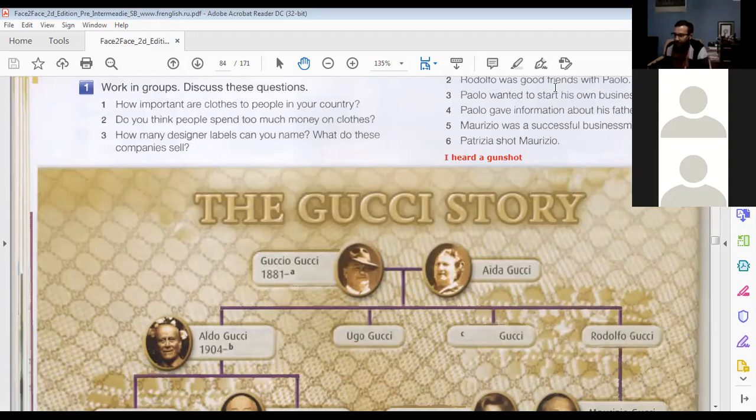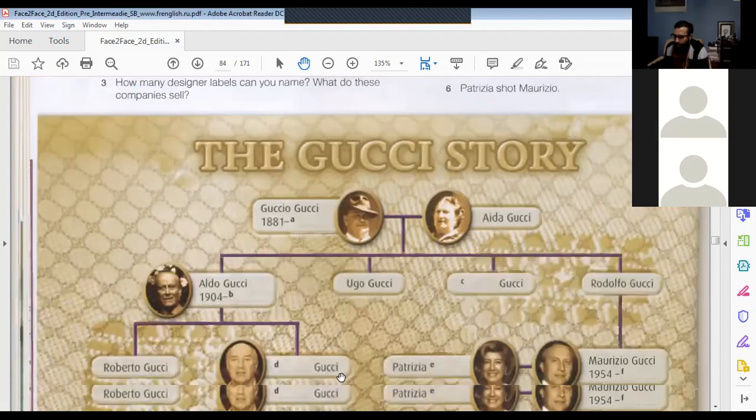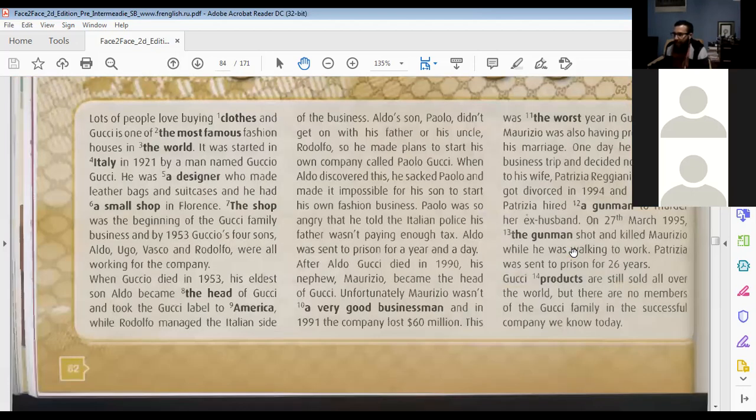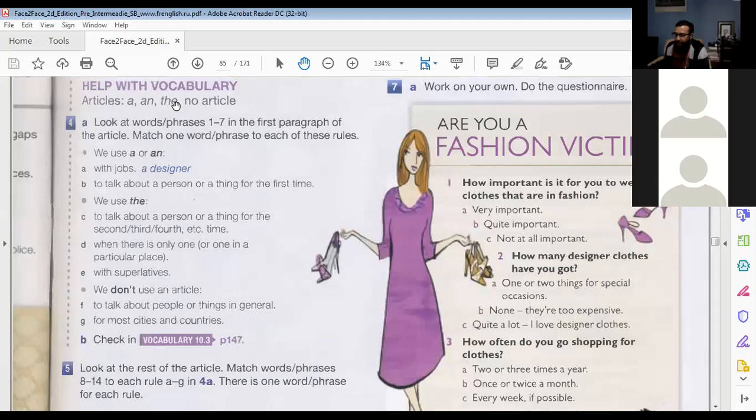Okay, so I think this question, maybe we can skip it. I think it's a little stupid. They just want us to complete the family tree. You know, here we have a date. Let's skip this. Let's take a look at our vocabulary lesson, vocabulary exercise.